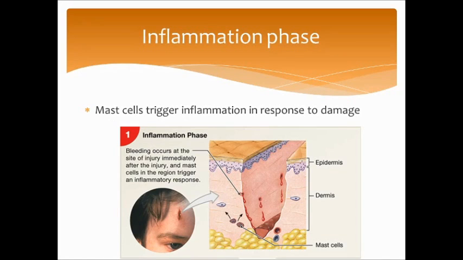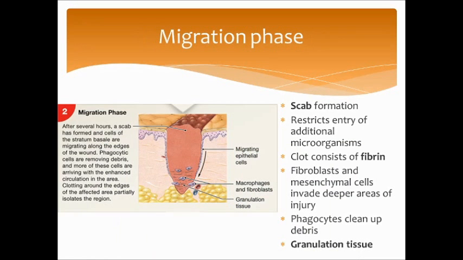In the inflammation phase, mast cells will trigger inflammation in response to damage. Then in the migration phase, scabs will form. Scabs are really just dried blood clots. This will help to restrict entry of additional microorganisms. The clot will consist of fibrin, and fibrin is the major component of these clots. Fibroblasts and mesenchymal cells will invade deeper areas of the injury, phagocytes will clean up debris, and then granulation tissue will form, which is just this blood clot, in addition to fibroblasts and the capillary network.